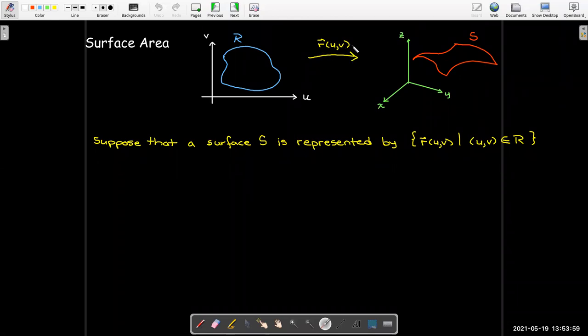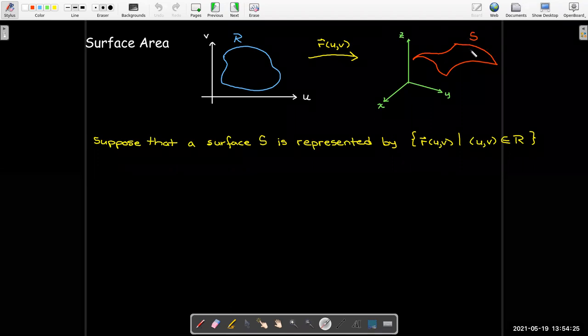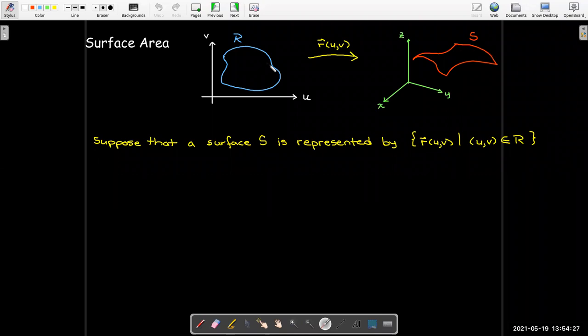So here we have a transformation, just like we had with our change of variables. So we're going to do the same analysis that we did with change of variables. The only difference is that the result, we don't call it with a nice name like Jacobian. It's just going to be a relation between the area differential dS and the area differential dA in the uv plane.